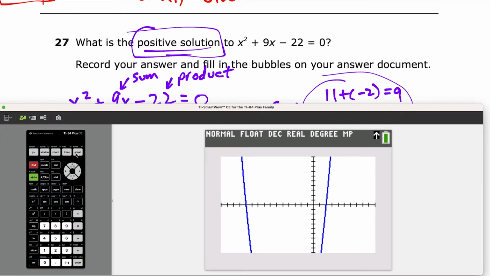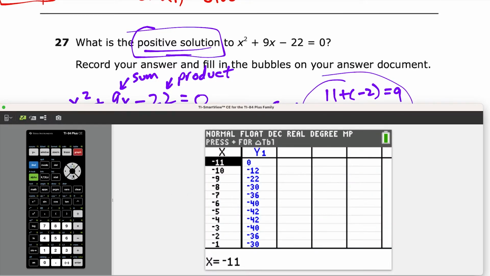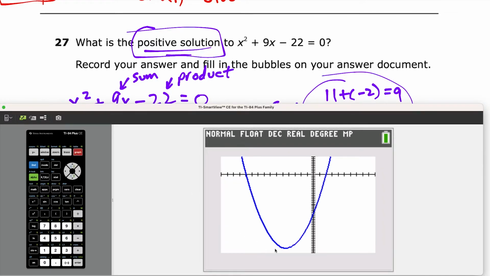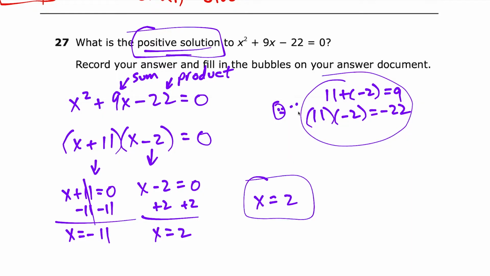If you wanted to see the entire parabola, and I'm not talking about the entire parabola technically because it goes to infinity, but if I want to see the vertex, then I would look at my table and see that the turning point is at negative 4.5, between negative 4 and negative 5. And my y values here are at negative 42. So if I make my y minimum something less than negative 10, like let's say negative 45, that would go low enough to capture the vertex now. And you could see, you get a nice clear picture here. But once again, we have roots of negative 11 and 2, but 2 is our answer because that's the positive answer.